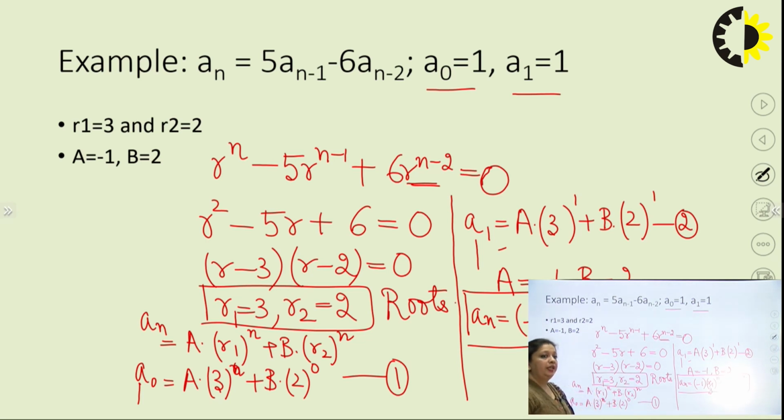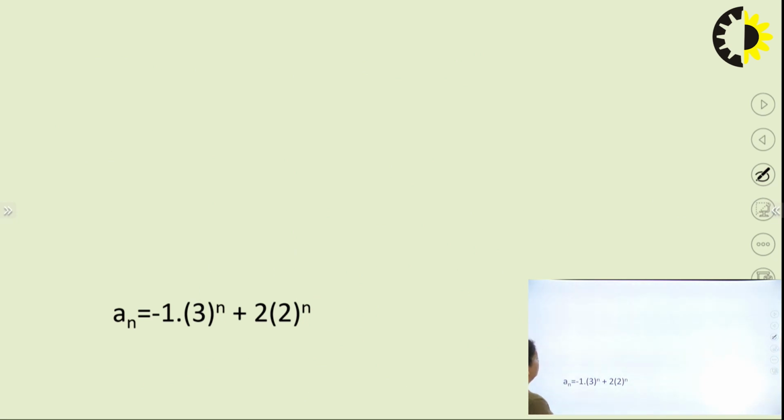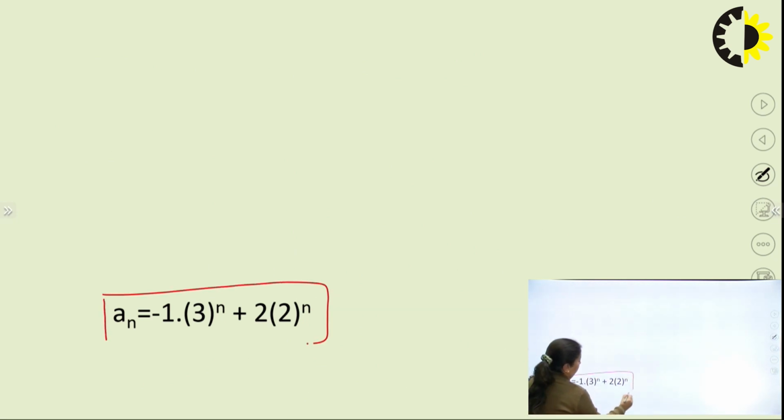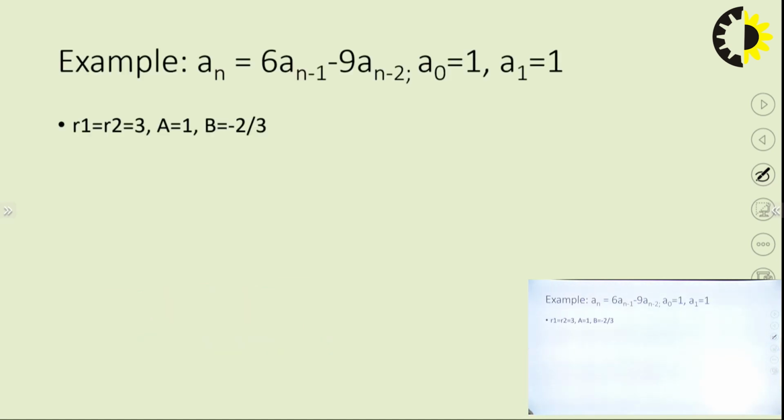Now we will see the second case in which both the roots will be equal and real. How to solve that? This was the solution to the previous question, how we have solved it. Now coming to this next example, although it is again a second order linear homogeneous recurrence relation, here the roots which we get after solving the quadratic equation will both be real and equal. So how to do it?